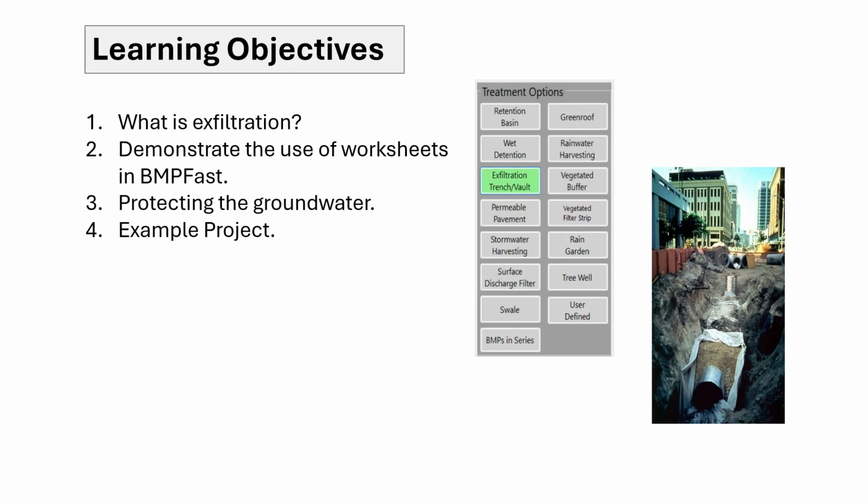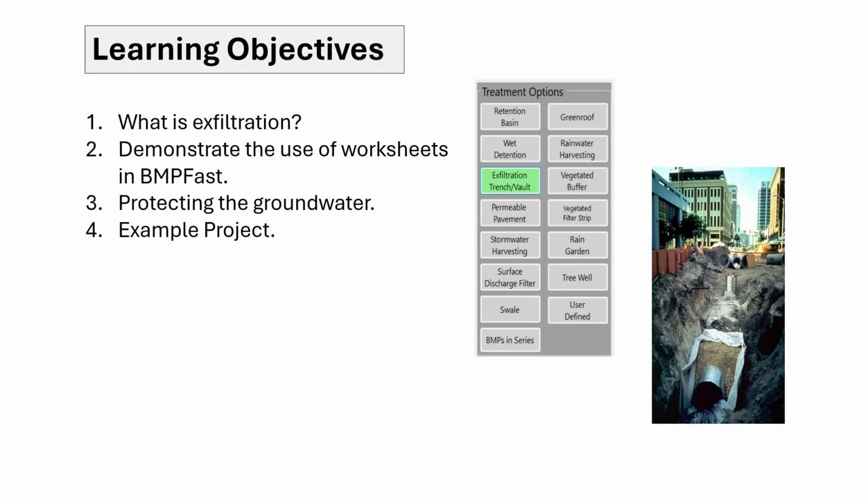In this lesson, we'll be covering several important topics related to exfiltration as a best management practice. We'll start by defining what exfiltration actually is and how it differs from the more commonly understood concept of infiltration. The prefix ex is key here. While infiltration refers to water moving from the open air down into the ground, exfiltration specifically describes water moving into the ground from an underground storage system. This distinction matters when we're designing and evaluating stormwater management solutions.